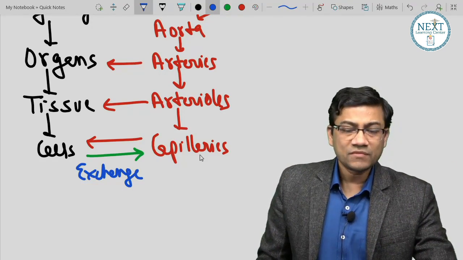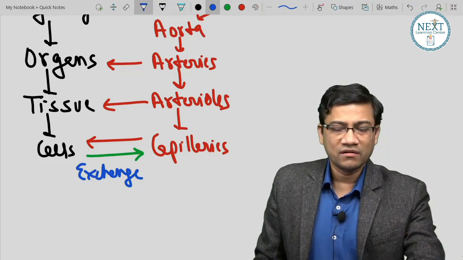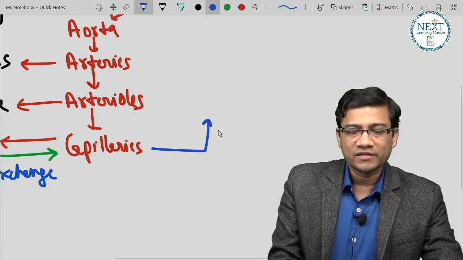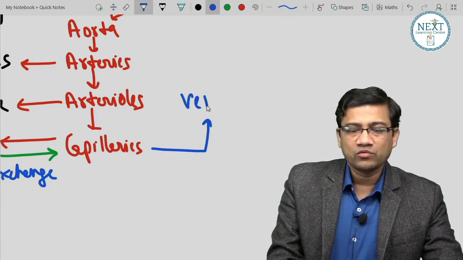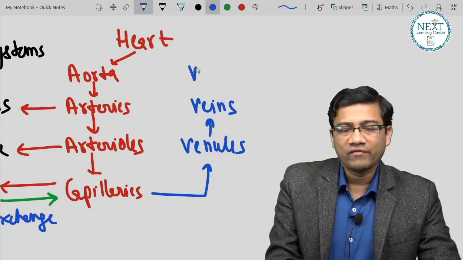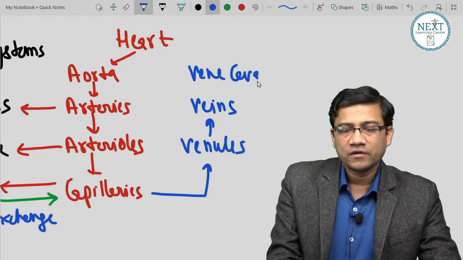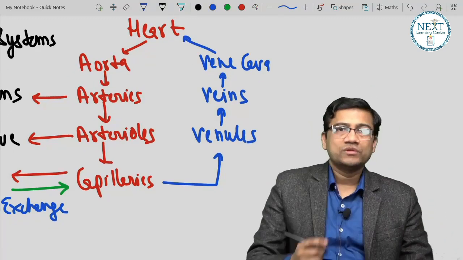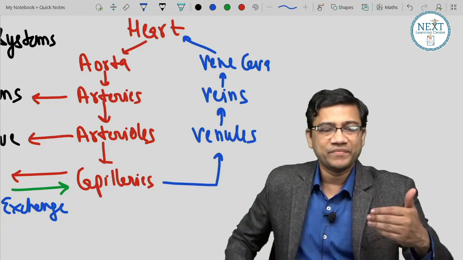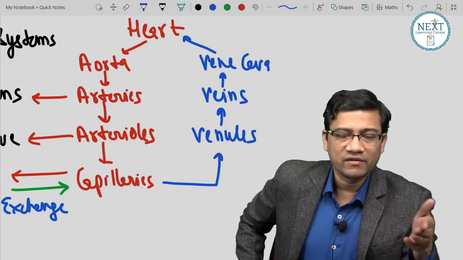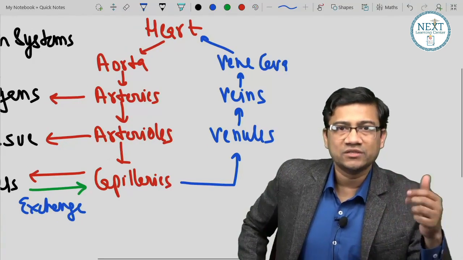Okay, but do you have to carry the deoxygenated blood back also? So that is why the circuit now moves like this. The capillaries combine to make venules. Venules then make veins. Veins then end up in the heart. How? Via the vena cava, superior and inferior. Ultimately it goes to the heart. So this is the simple concept: aorta, arteries, arterioles, capillary, venules, veins, vena cava, and the heart. This is what the circulation always looks like.